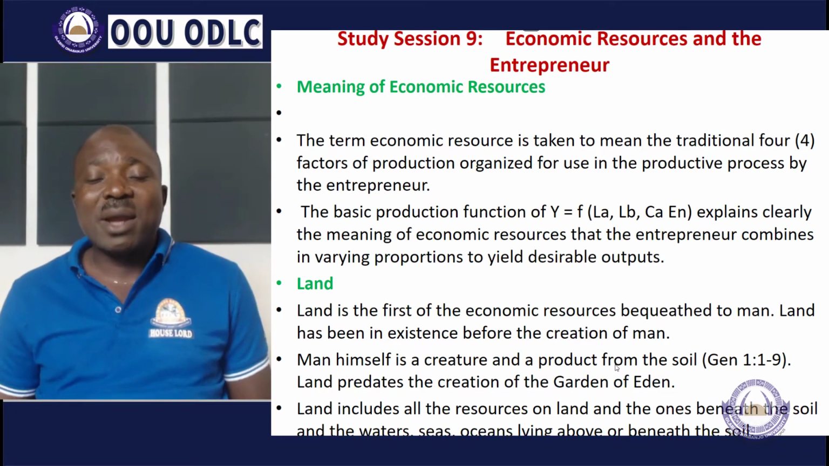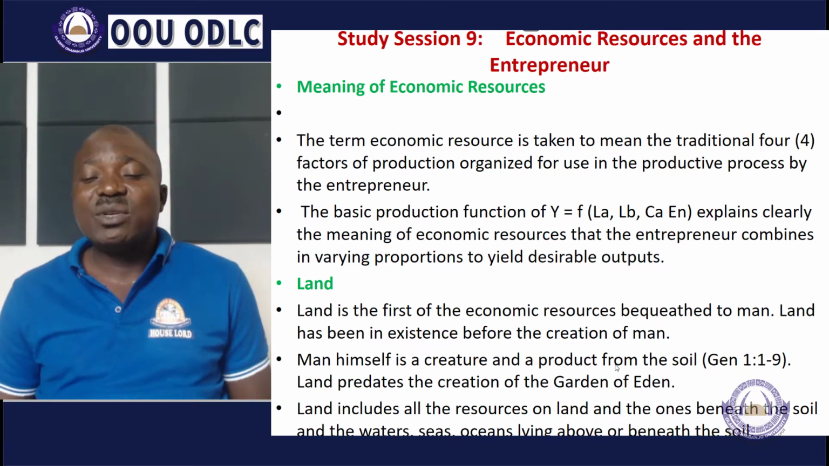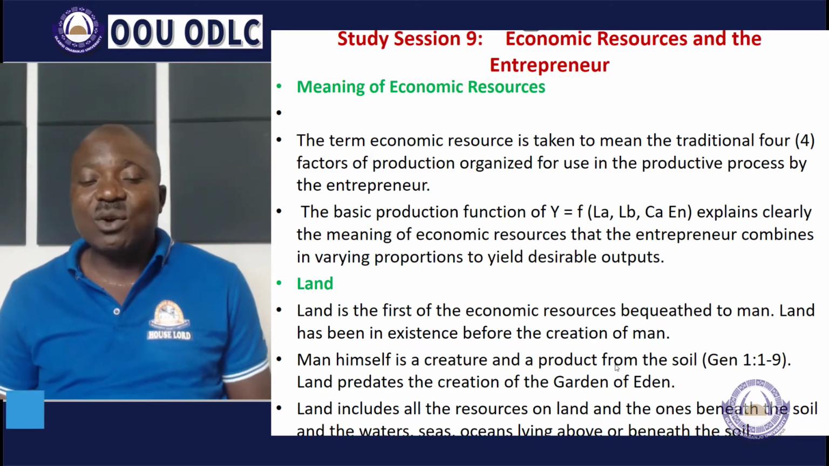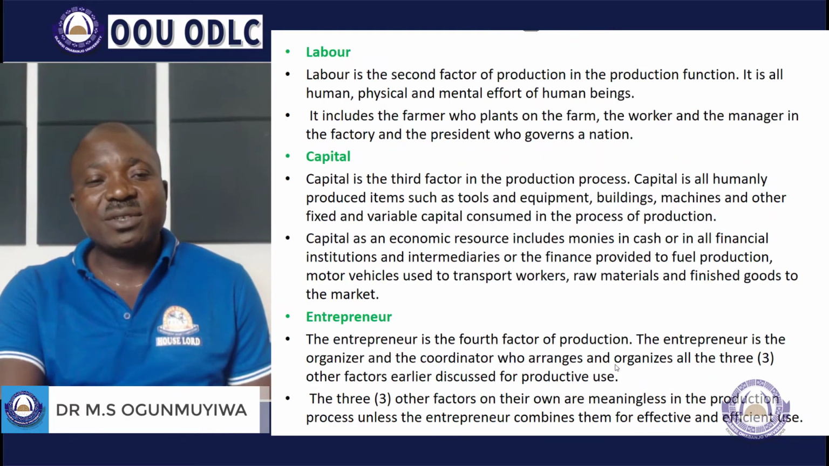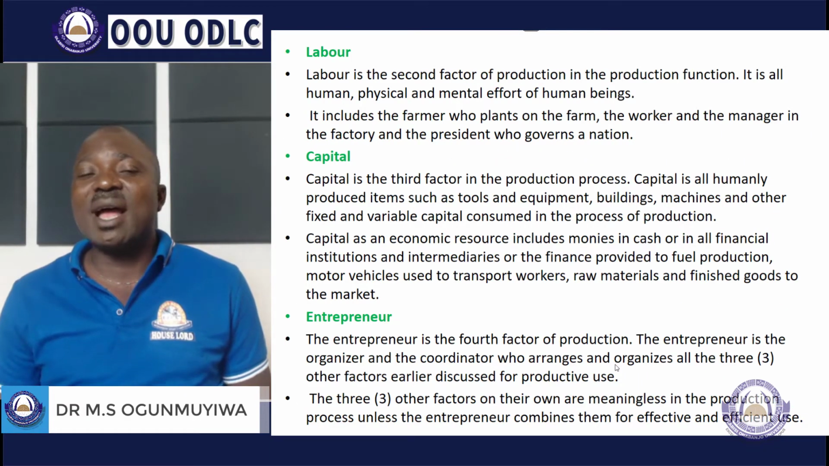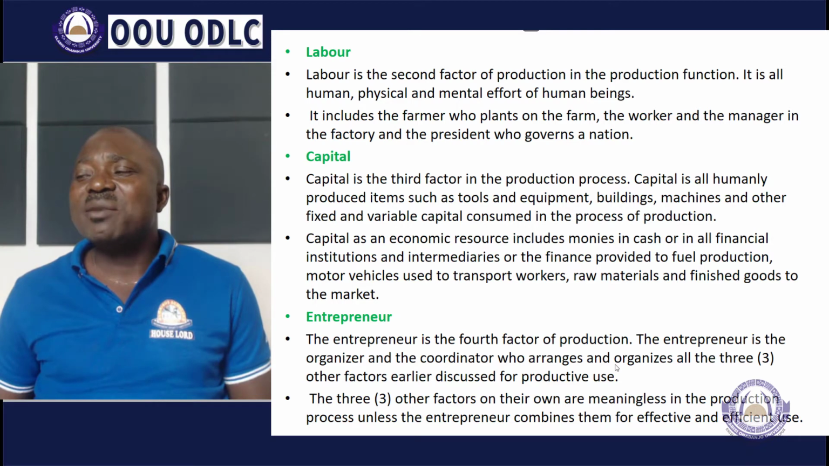And land, by definition, includes all resources on land. All resources on land are part of land, including the ones beneath the soil and the waters, the seas, and the oceans lying above or even beneath the earth's surface. All of them are regarded as products of land. And this land, the entrepreneur makes use of as an important factor in the productive process.